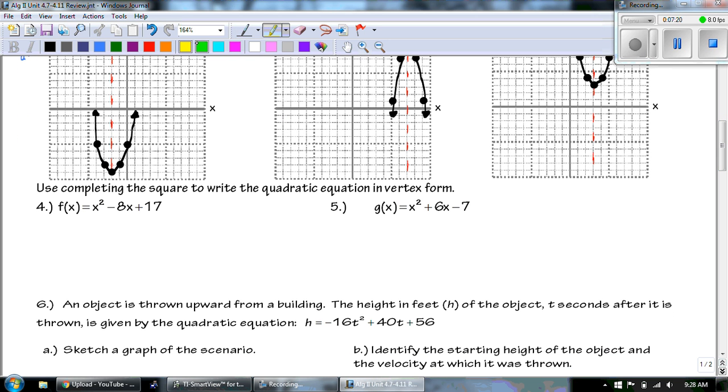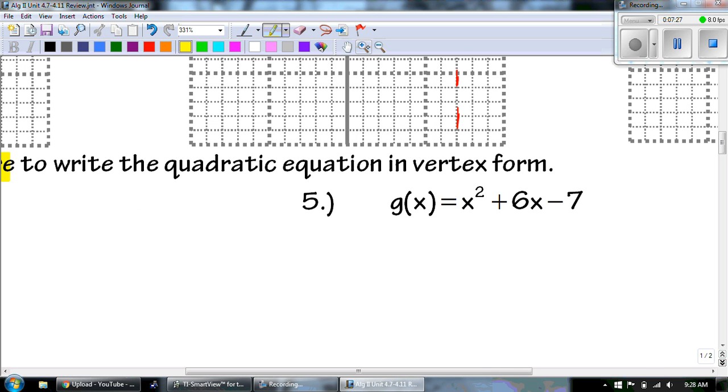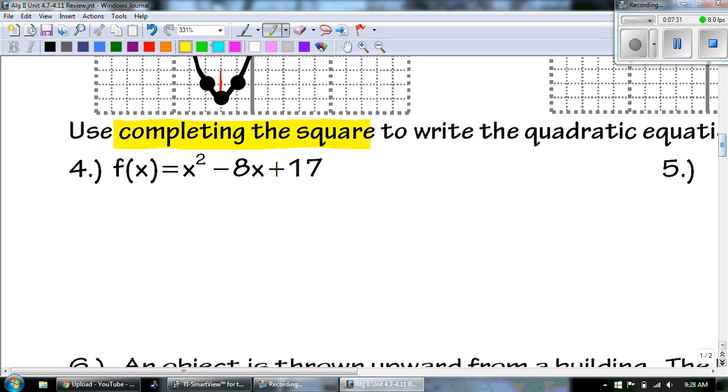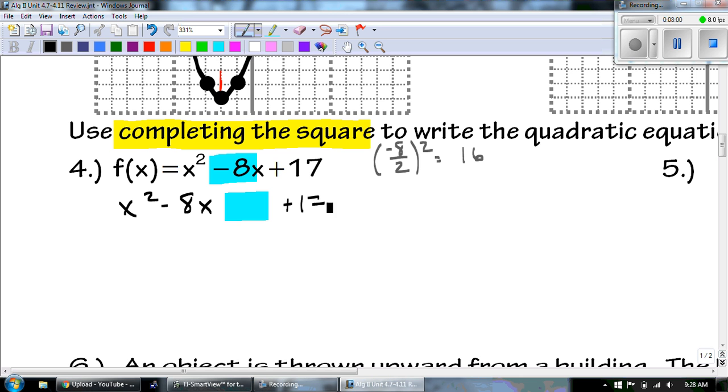All right. So for the next part, they want us to use completing the square to rewrite the quadratic equation into vertex form. So when we're doing completing the square, I care about the b value. What we do is take the b, negative 8, divided by 2, and square it. Negative 8 divided by 2 is negative 4, and negative 4 squared is 16. So as we rewrite this, we say x squared minus 8x, and then we make a little room right here. And then we do plus 17, and then we have a little room in the back, okay? And we add that, so we have the plus 16 and the minus 16 to balance our equation out.